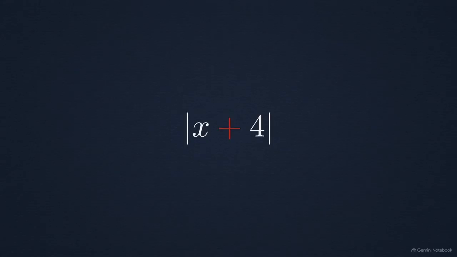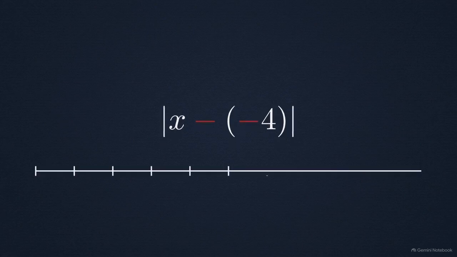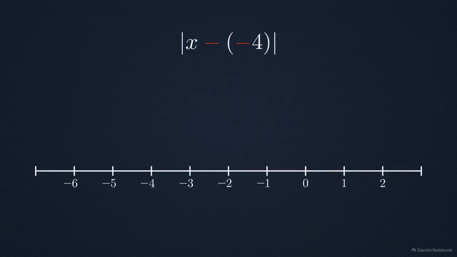There is a common trap here. If you see the absolute value of x plus 4, it actually means the distance to -4. That is because adding 4 is the same as subtracting a -4. The target point has simply moved to the negative side of the road.